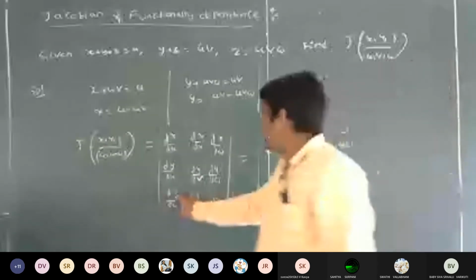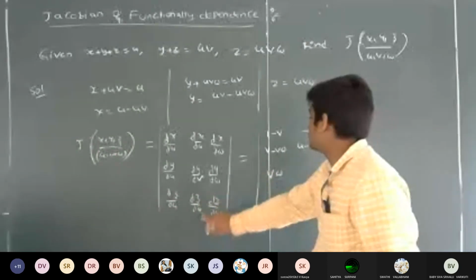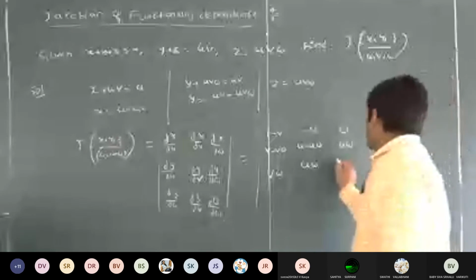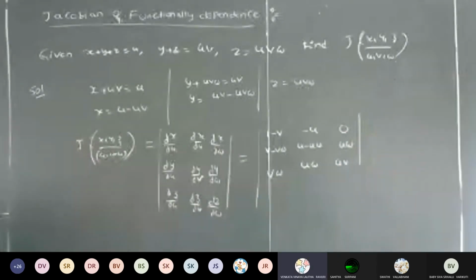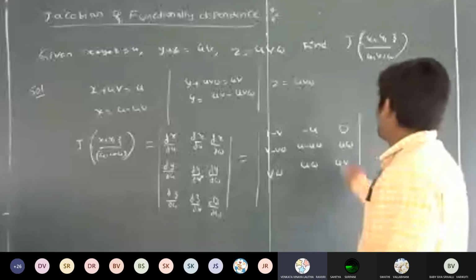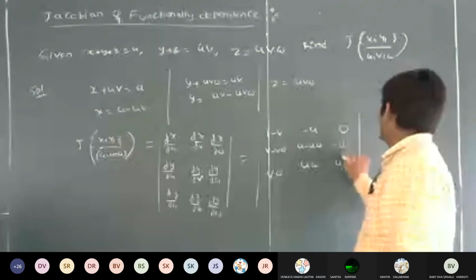Next one, ∂z/∂u. What is this value? vw. Next, ∂z/∂v. So this is uw. Next, ∂z/∂w. This is uv. Sir, ∂y/∂w is equal to minus uv, sir. Yes, this is minus uv.